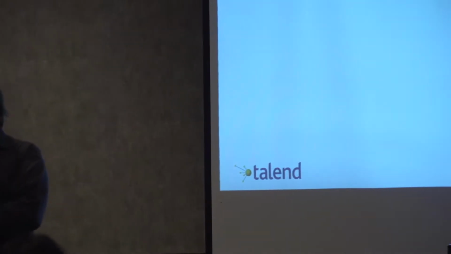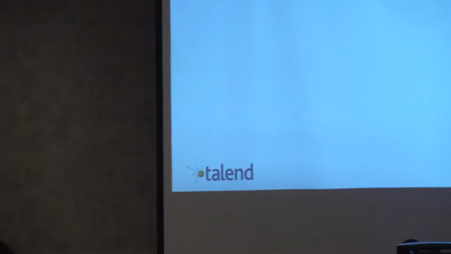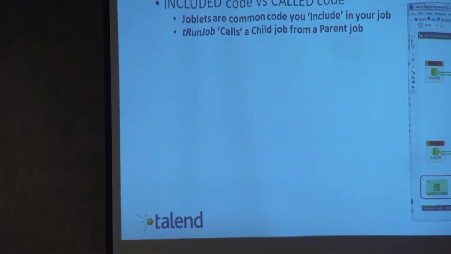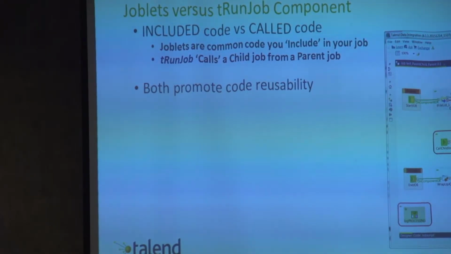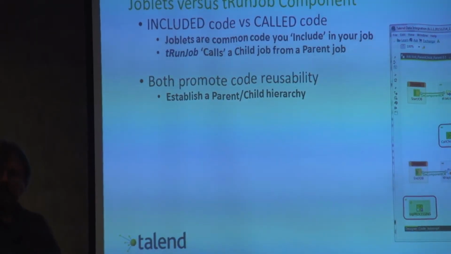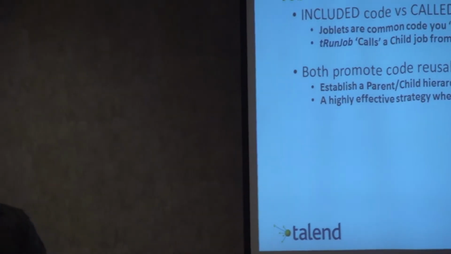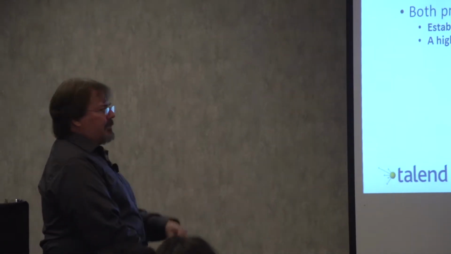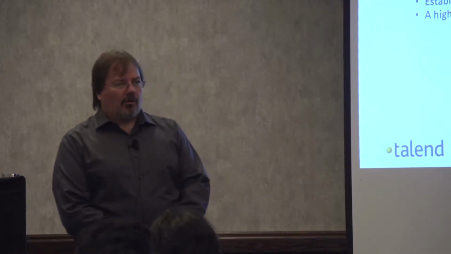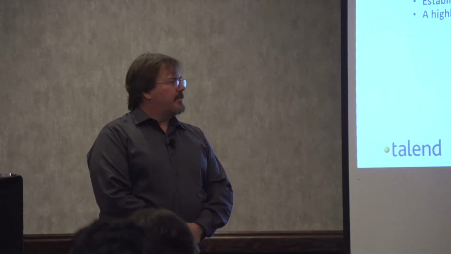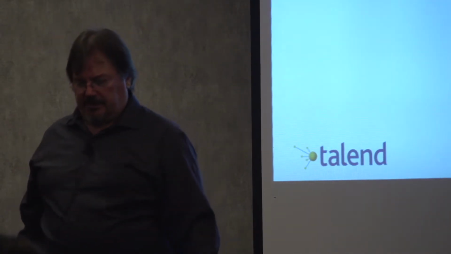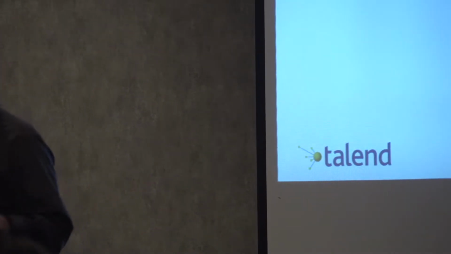Now we've been talking about the tRunJob, but there's also this concept or this piece of code called a joblet. Okay, so what's the difference between a joblet and a tRunJob? Joblets are included methods. tRunJobs are called. Okay, so you can create a joblet, and it's shown right down here in the log processing, and we're going to look at that joblet in particular because it's unique. But now I've got a joblet.